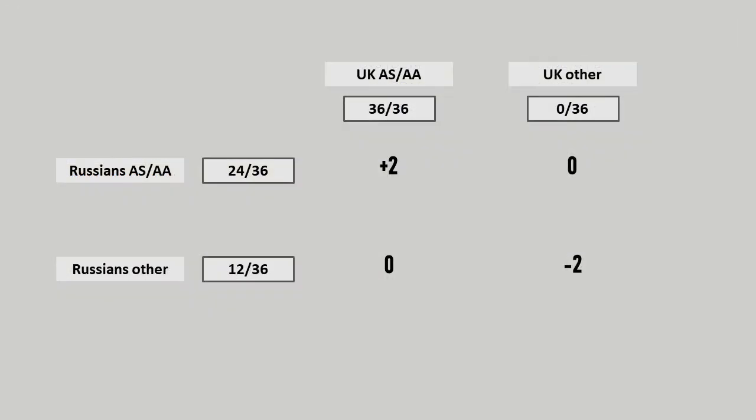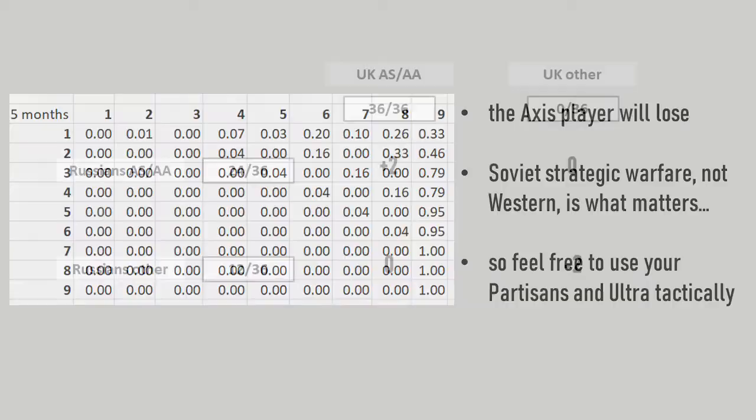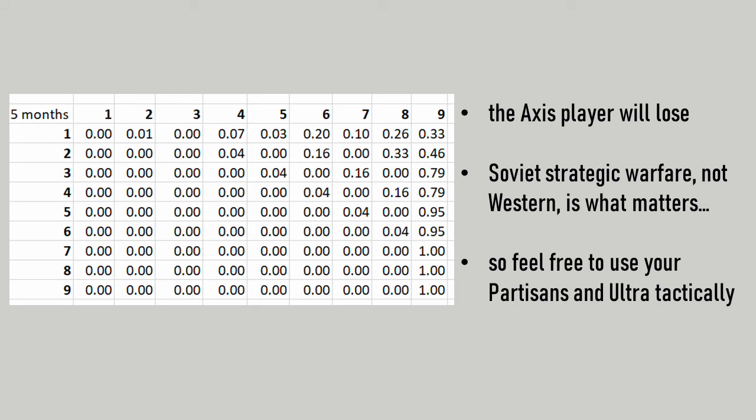And it creates a chart that looks like this, and we plug that into a Markov process, and it looks like this 5 months in. There's some important lessons to take from this. The Axis player is going to lose. This is a losing proposition.